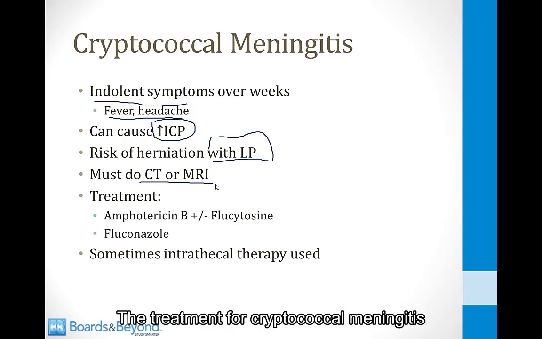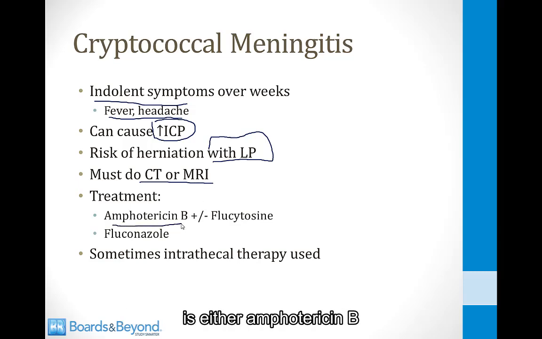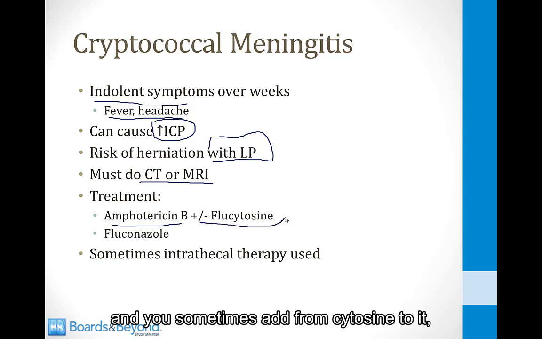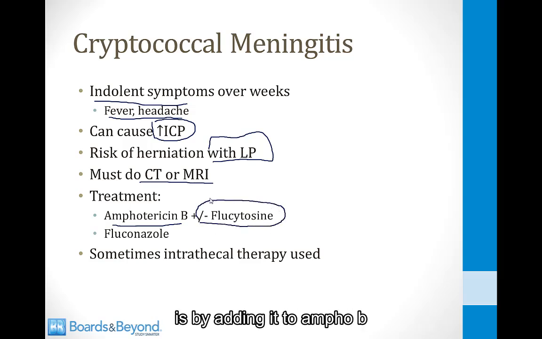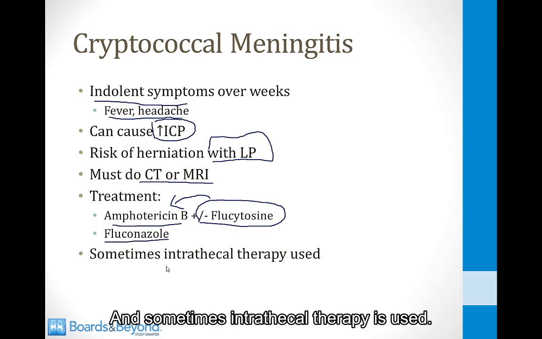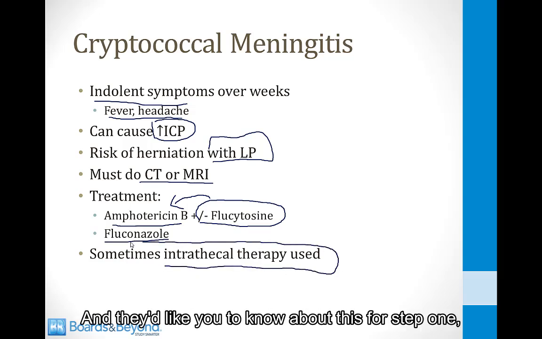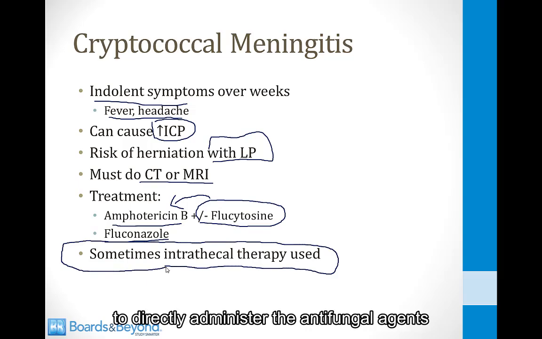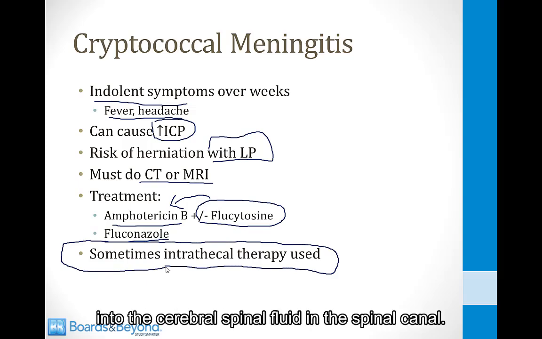The treatment for cryptococcal meningitis is either amphotericin B, and you sometimes add flucytosine to it. The main use of flucytosine is by adding it to Ampho B for treatment of cryptococcal meningitis. You can also use fluconazole, and sometimes intrathecal therapy is used, and they like you to know about this for Step 1. Sometimes you need to directly administer the antifungal agents into the cerebrospinal fluid in the spinal canal.